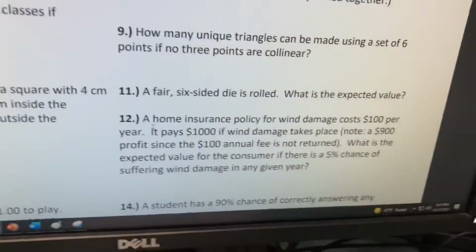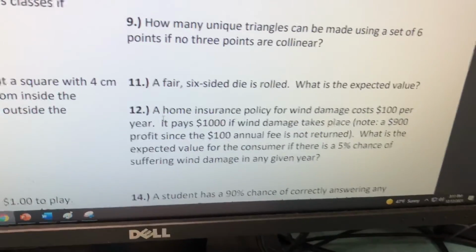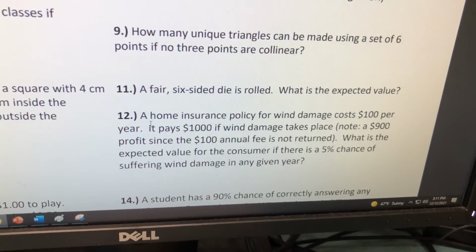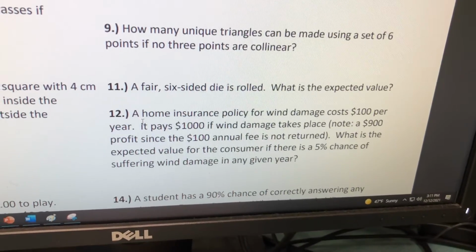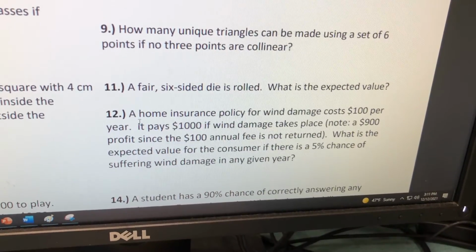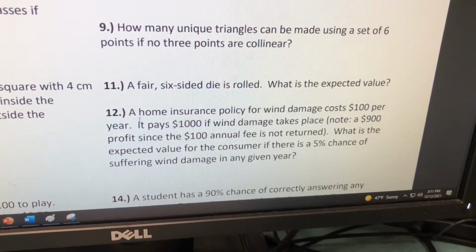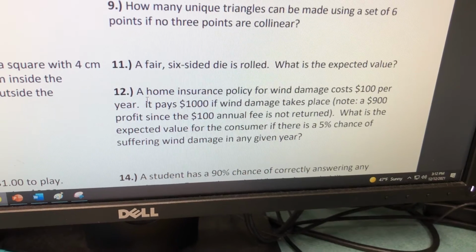Question number 12 is a continuation of expected value. Question number 12 says we have a home insurance policy for wind damage. It's $100 per year. It pays $1,000 if wind damage takes place. And a reminder, we already paid $100, so you're only actually getting $900 because you lost money paying into this. It says, what's the expected value for the consumer if there's a 5% chance of suffering wind damage in any given year?